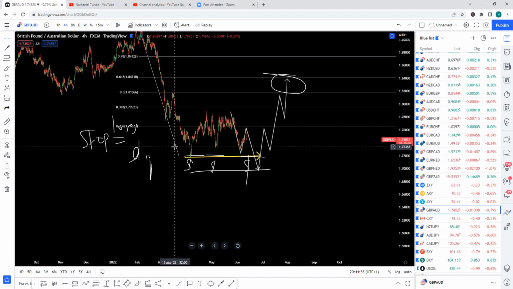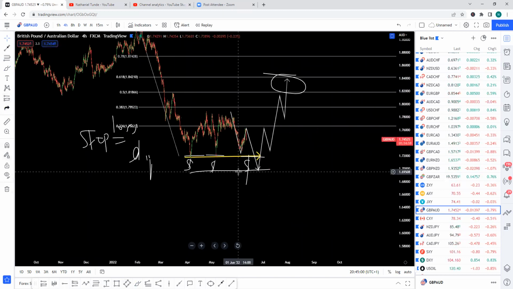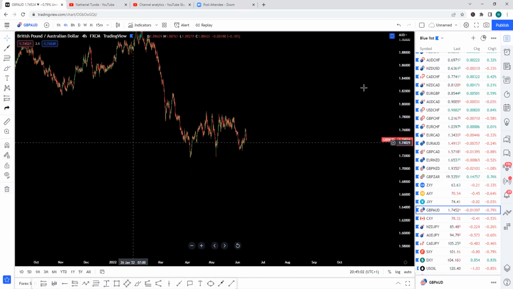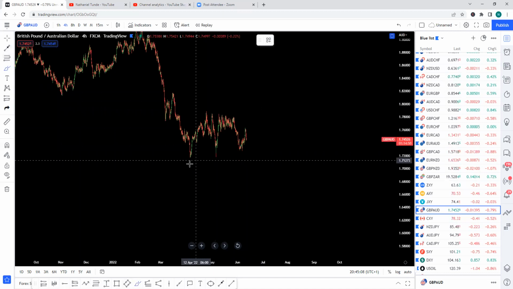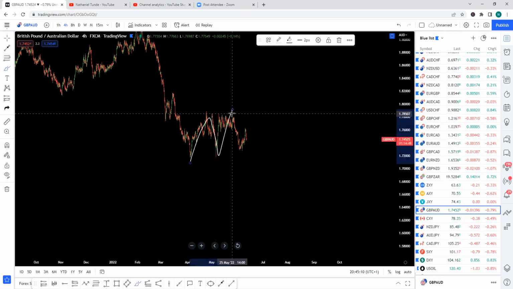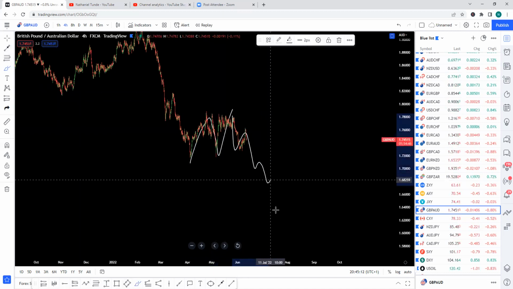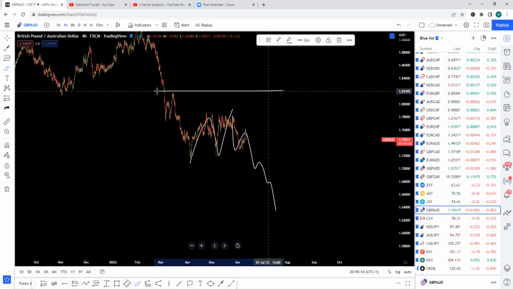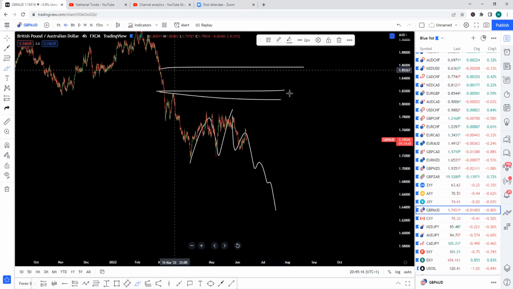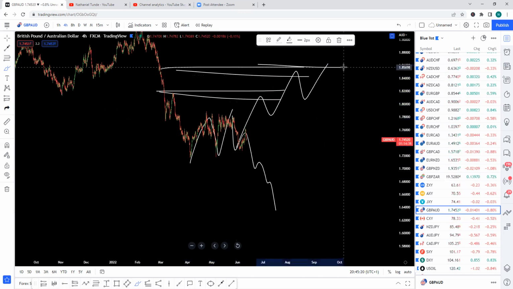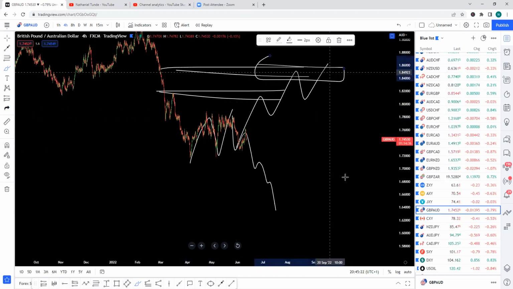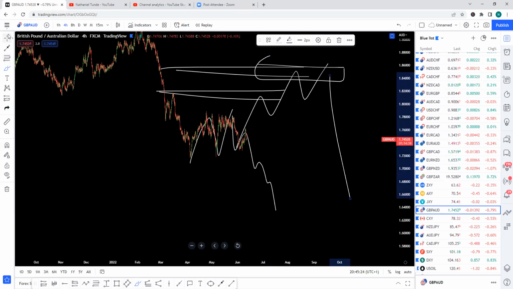So let's allow the pair to play out. Yes, let it play. When it gets down here, we know that it will not be nice for it to make this structure and begin to go down. It will not be nice. There are a lot of orders here that need to be taken. So it will be in our best interest to see this market coming up here before we sell. Right? So that is it about AUD CHF.